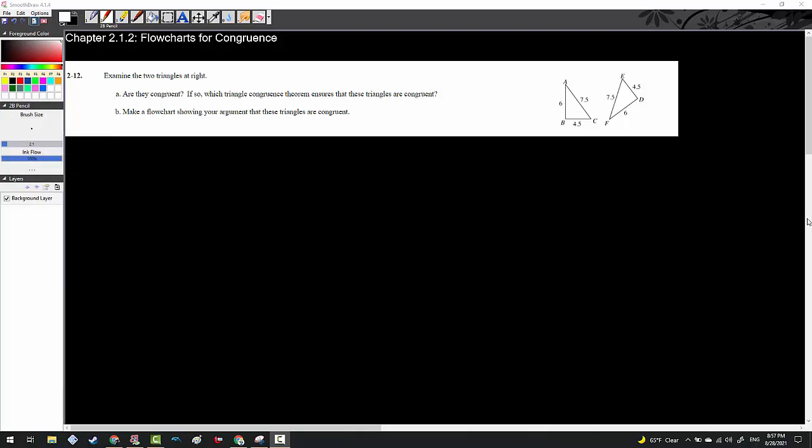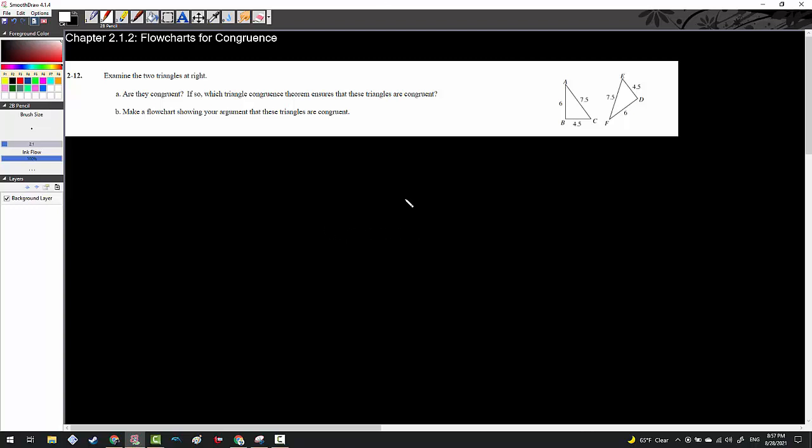In today's episode, we will be discussing Chapter 2.1.2, which is Flowcharts for Congruence. Pretty basic chapter. We're actually going to be spending a lot of it reviewing for Integrated 1, since you guys have already learned all these theorems here. It does say examine the two triangles at the right. It asks if they're congruent, and if so, which triangle congruence theorem ensures that these triangles are congruent.